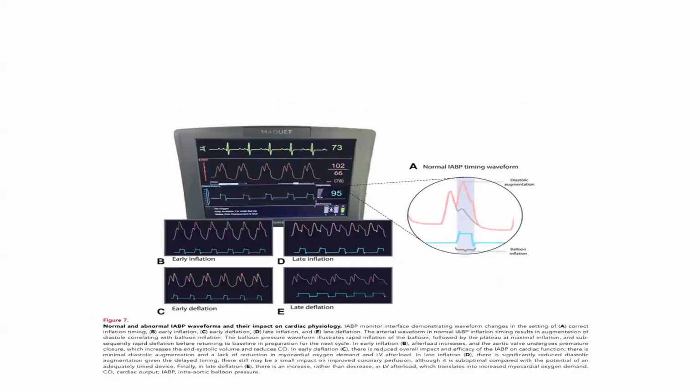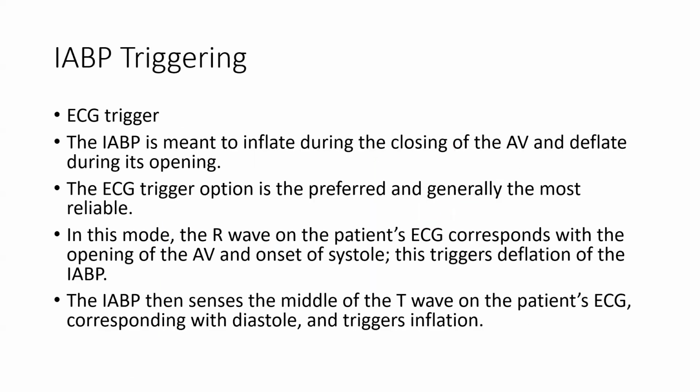So this is the normal and the abnormal waveform. A is the normal IABP tracing. The correct inflation timing is during the diastolic augmentation. B is suggestive of early inflation, where there is a loss of the proper V-shaped form of the line. Then C is late inflation, D is early deflation, and E is late deflation.